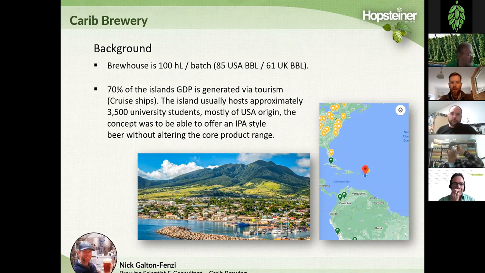The concept and the challenge I was given was to develop an IPA from an existing core product range without having to go to the extent of generating an entire new beer. Given the fact that coronavirus, lack of trade, and the evaporation of 70% of the entire market, we needed to come up with a mechanism of being able to do this on a very small scale.